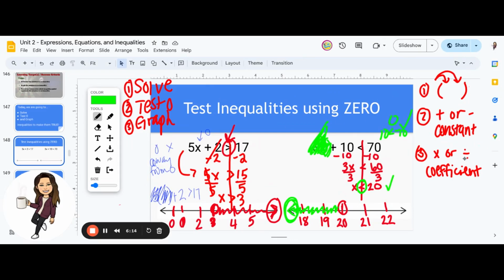And another thing you can do is you can plug in any number you want. You can plug in 100, you can plug in 1, you can plug in 21, 19, something closer to 20 if you want to know which way it goes. We just always teach to test 0 because it's the easiest one.